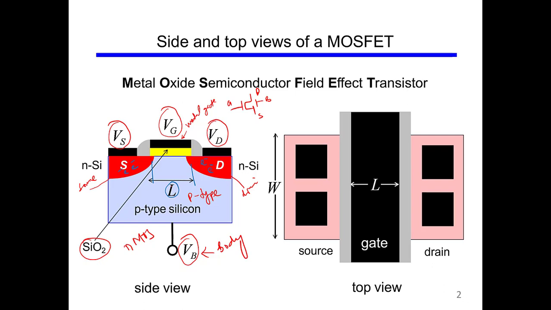This is the side view, and if we view it from the top, it looks like this. You have the gate, and on the sides you have the source and drain. This dimension is quite important. This is the width, and another important dimension is the channel length. Both these dimensions are very important for the electrical properties. For example, they are related to the amount of current that can flow in a FET, and we will see the equations later.